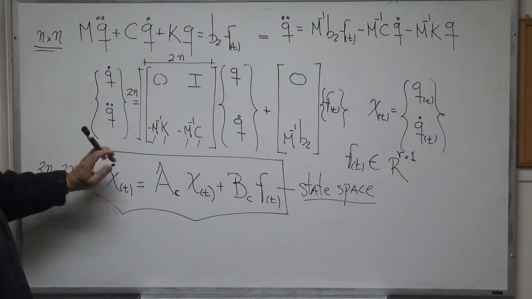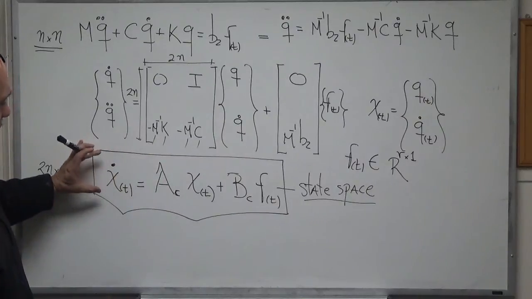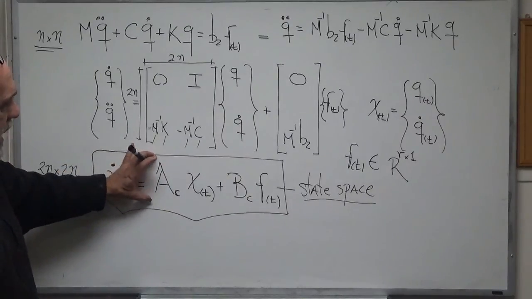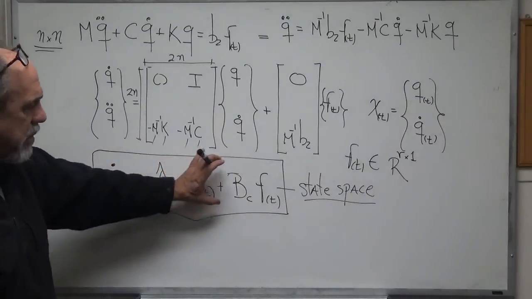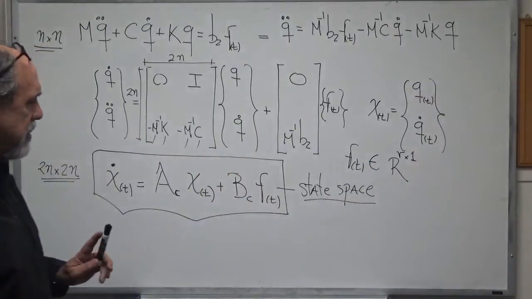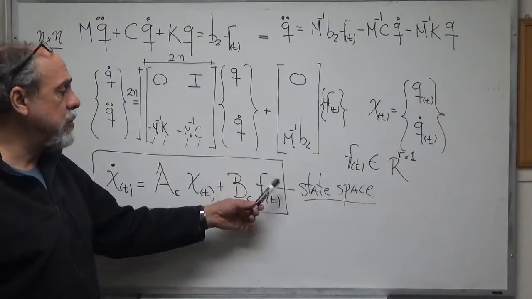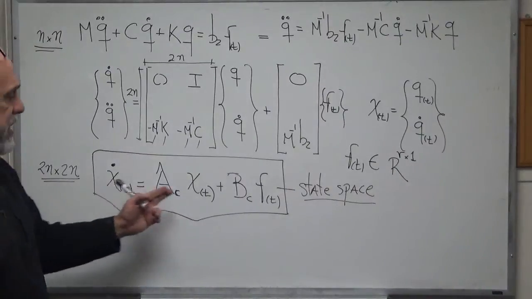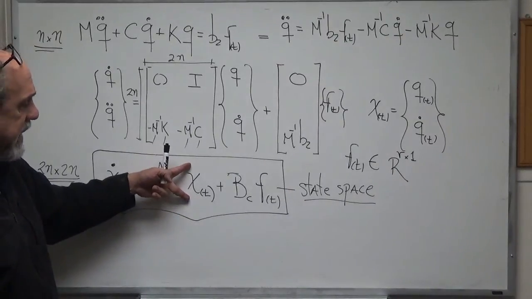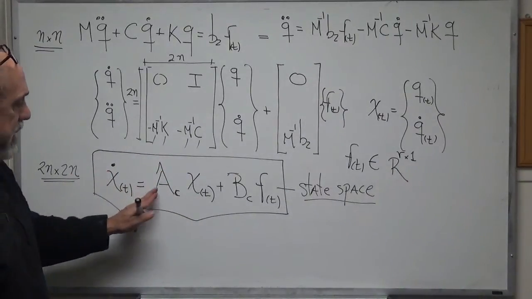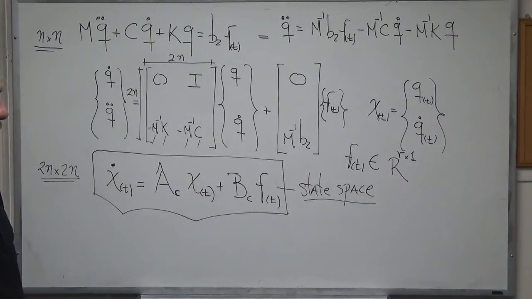X dot, X is the state. This says the derivative of the state is equal to a matrix times the state plus another matrix times the excitation. And if the excitation happens to be 0, then this simply is how a state evolves in time. X dot is AX. Okay?